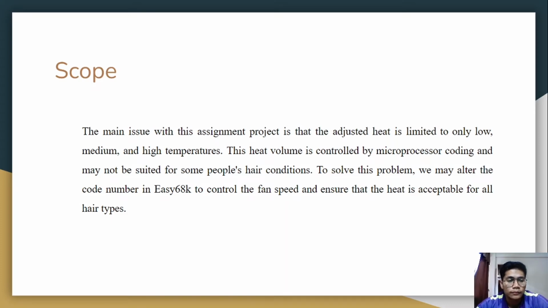Next is scope. The main issue with this assembly project is that the adjusted heat is limited to only low, medium, and high temperature. This heat volume is controlled by microprocessor coding and may not be suited for some people's hair condition. To solve this problem, we may alter the code number in Easy68K to control the fan speed and ensure that the heat is acceptable for all hair types.